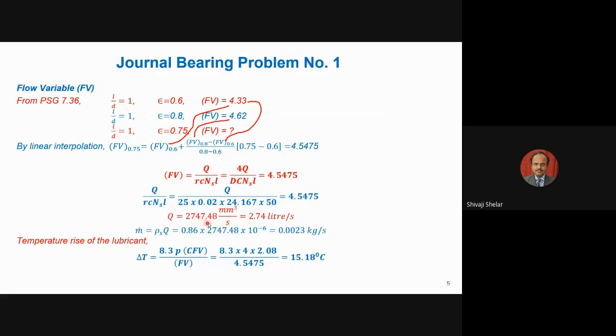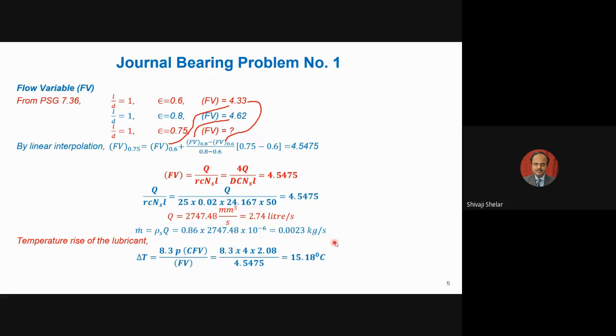So the total flow rate here is 2747.48 millimeter cube per second, which is equal to 2.74 liters per second. But it is asked in minutes, so you can multiply this value by 60 and get it in liters per minute. If required, you can convert into the mass flow rate also. This is the volume flow rate, so you can convert into mass flow rate by multiplying by the specific gravity: rho S into Q. So 0.86 into 2747.48 into 10 raised to minus 6. This value you will get in kg per second.